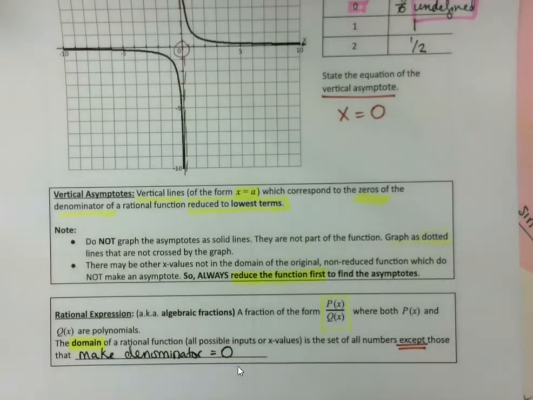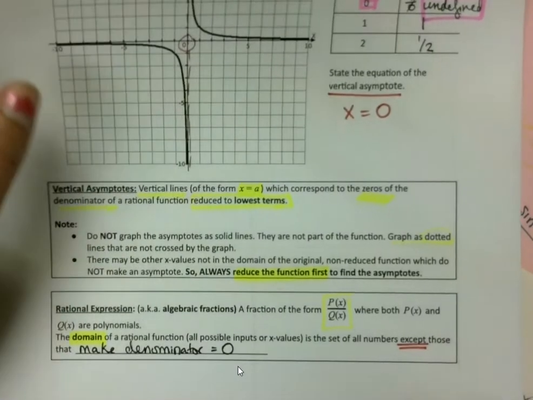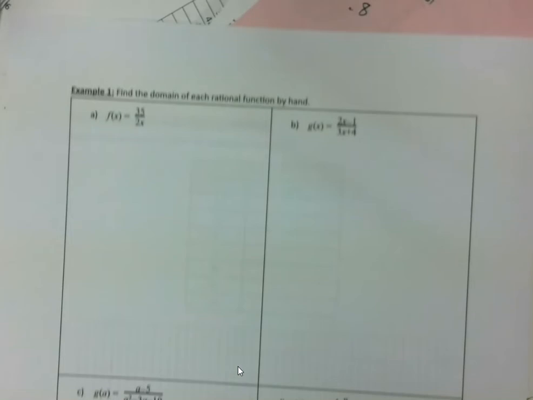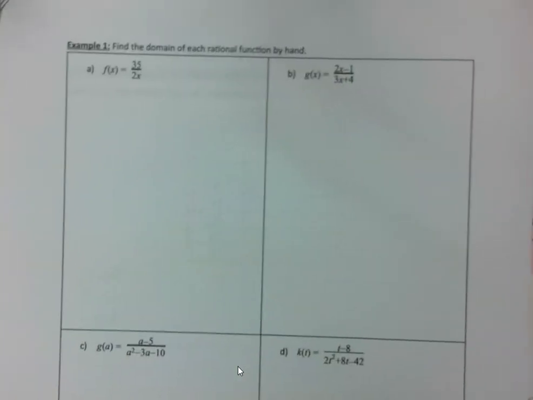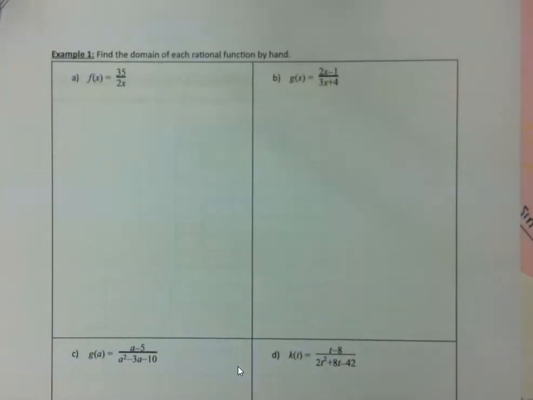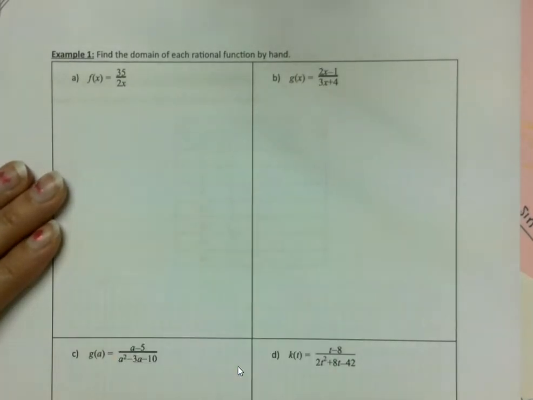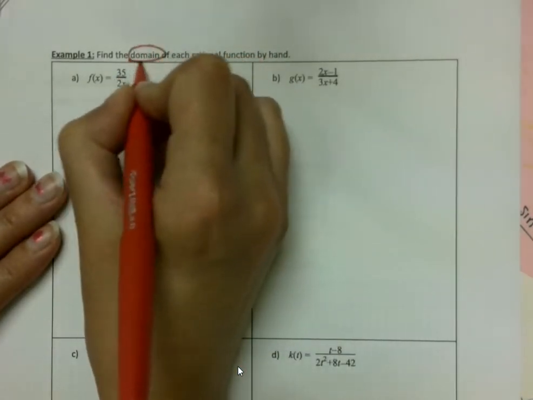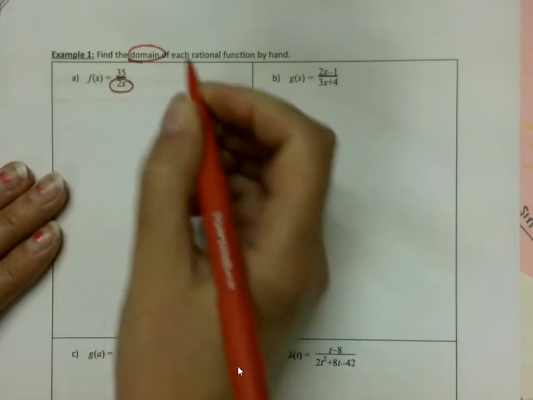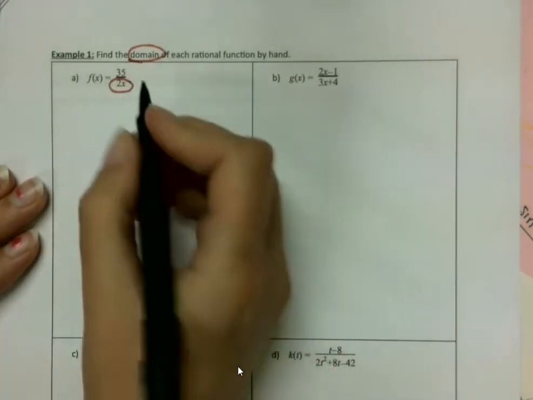All right. So let's take a look on our next page and talk about some more domains. I'm going to find the domain of each function listed here. In this first one, it's 35 divided by 2x. I just want to remember when I'm talking about domain, we're talking about denominator. So I'm going to set the denominator equal to 0.